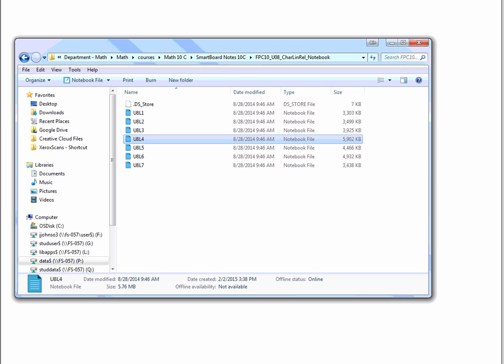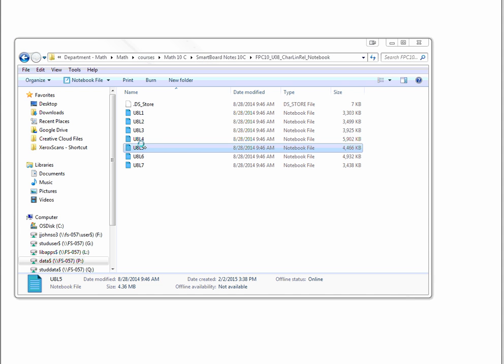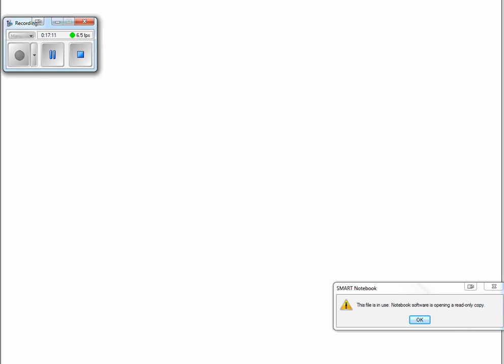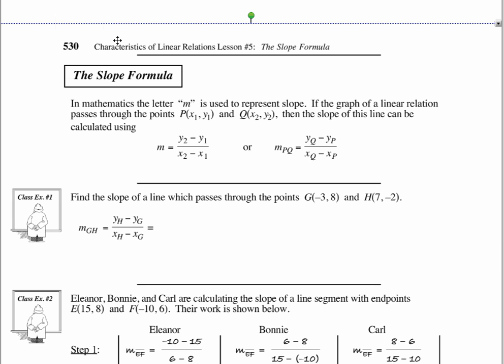Oh, where'd this go? Uh-oh. Let's try this again. Lesson 5. Unless I actually just added a page. Nope. It's missing. Give me one moment. Okay, so here it is.